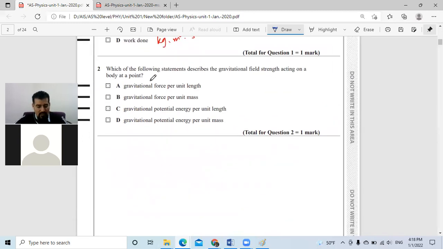Second one. Which one of the following statements describes the gravitational field strength acting on a body at a point?